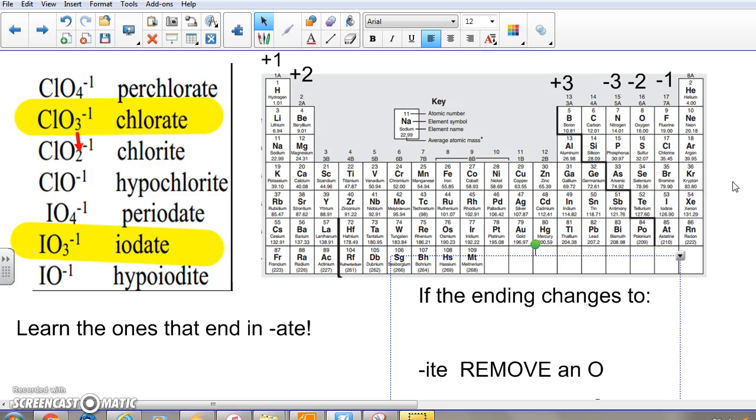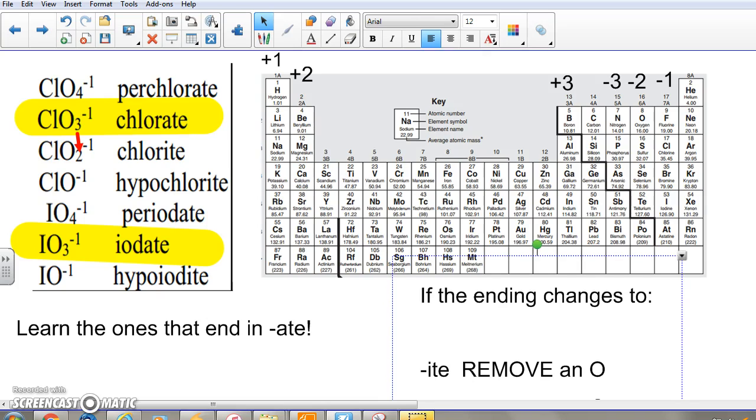So learn the ates, add an O, and you get a per. Remove an O, and the ending changes from ate to ite. Also, you'll notice that the charge doesn't change when you make any of these changes. When you go from chlorate to perchlorate to chlorite to hypochlorite, they all have the same charge. So once you learn one of them in these families, you don't have to learn new charges.